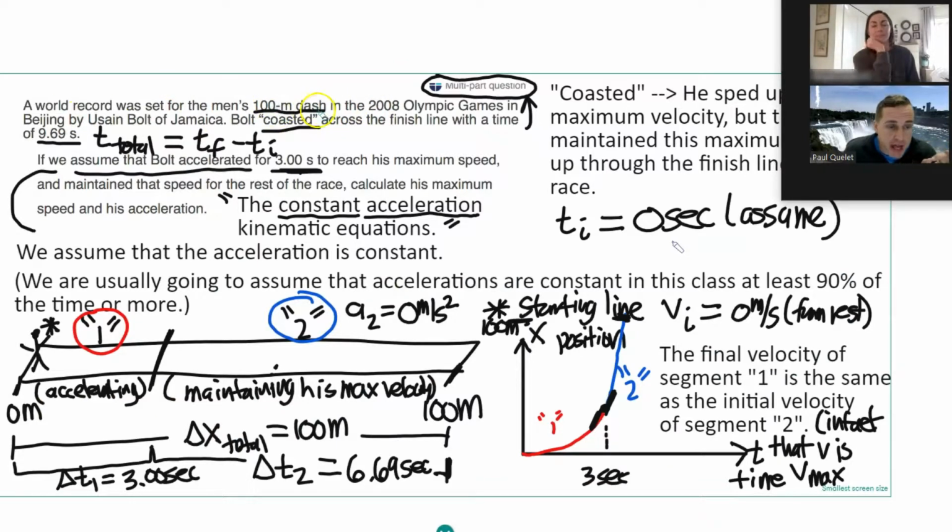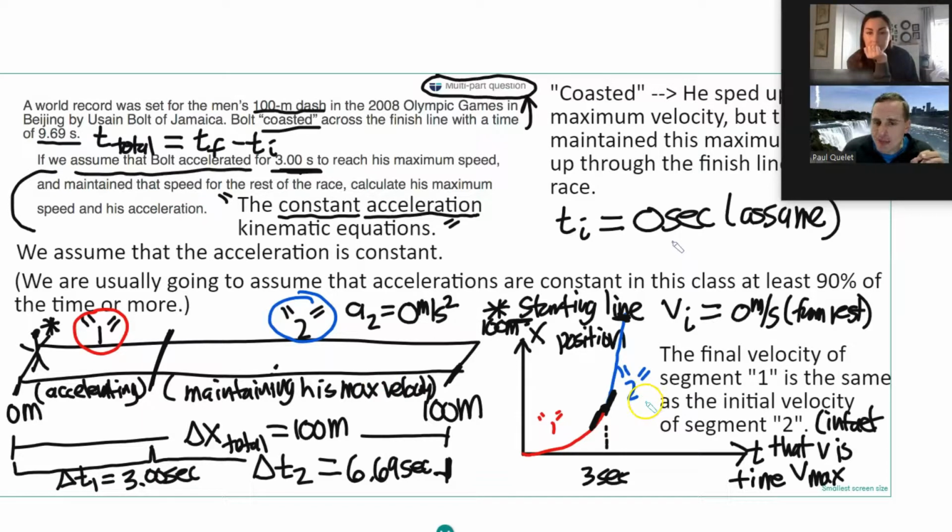It was a 100-meter dash. He coasts across the finish line because he's moving at his maximum velocity. We know what the total time was. We also know how long he accelerated for. The acceleration time, we're calling that segment 1. The maximum velocity time, we're calling that segment 2, as you see sketched down here. We know that he starts from rest, and we also know that he's not accelerating in segment 2, and we figured out the times for each segment.